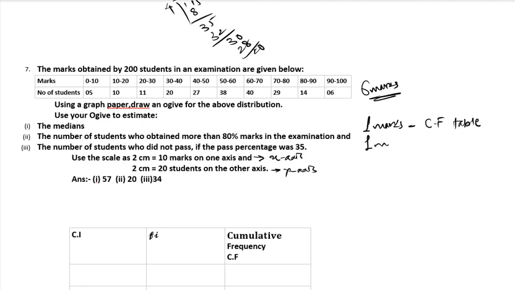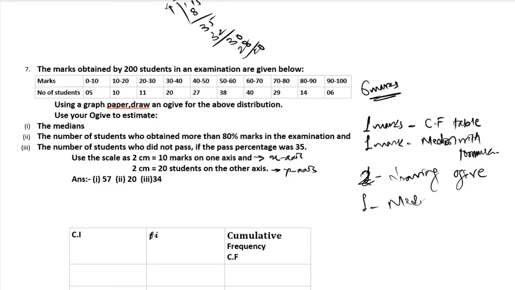One more mark is for finding the median with formula, right? That is not the median with formula, but the number n by 2 or whatever we used to find over there. 2 marks will be for drawing the ogive. 1 mark will be for finding the median on the graph.